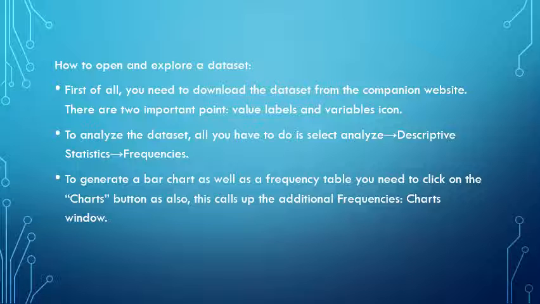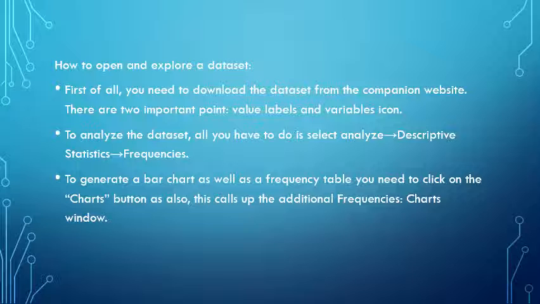There are just two icons that are worth pointing out here. The first is the value labels icon, second from the right. Clicking on this icon will display the value labels rather than the numbers in the dataset itself. The other icon to note is the variables icon. Clicking on this icon calls up the variables window. This is a useful feature that helps you to explore variables in the dataset.